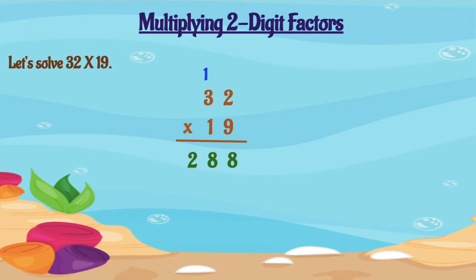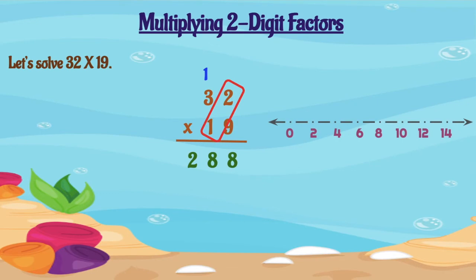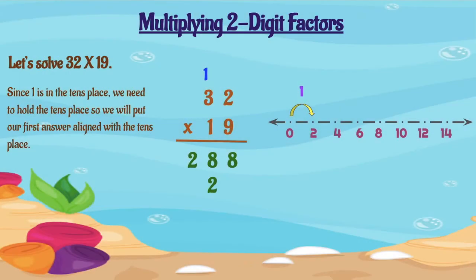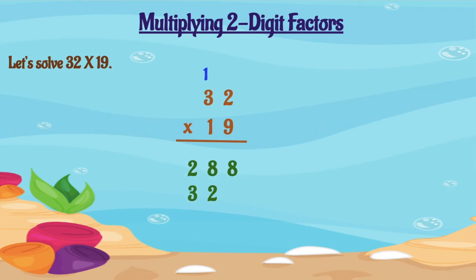Let's begin with 1 times 2. If you will recall, we said earlier that any number multiplied with 1 is always equal to itself. So 1 times 2 is equal to 2. Since 1 is in the tens place, we need to hold the tens place. So we will put our first answer aligned in the tens place. Next, 1 times 3 is equal to 3. We are now done with the multiplication part.